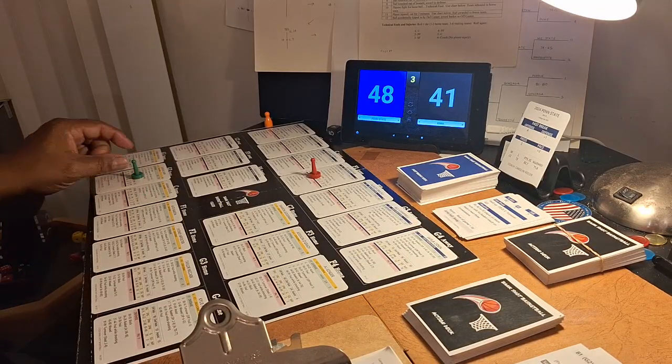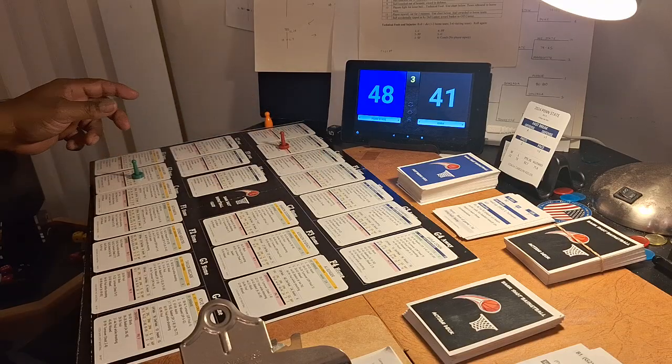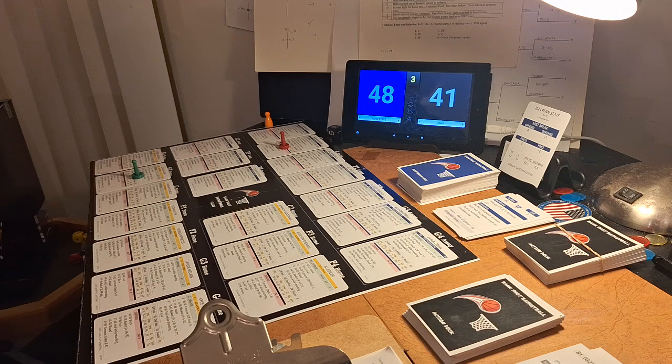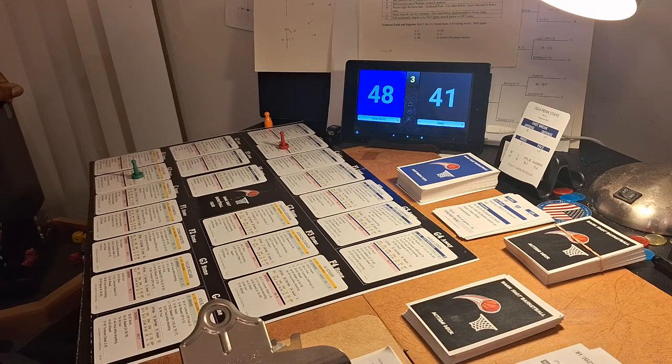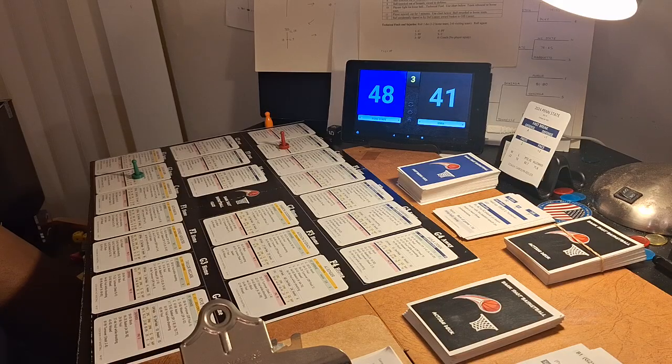B1, Caitlin Clark. Ball handling 1. Going against defensive G2. Caitlin Clark, 11. And that's going to be a turnover for Caitlin Clark. And it's going to be a steal for the defensive player. Caitlin Clark with a turnover. That's her 3rd of the game.